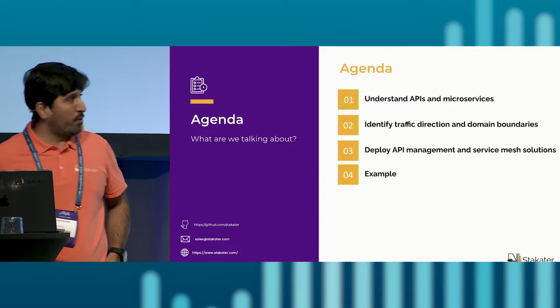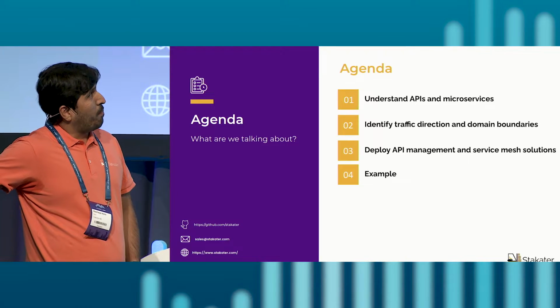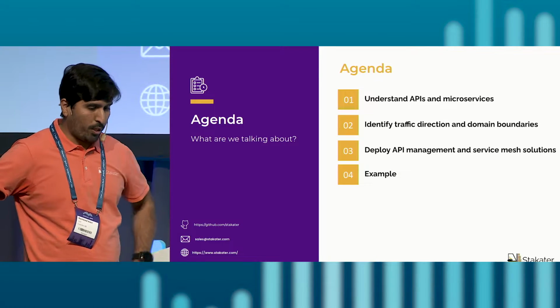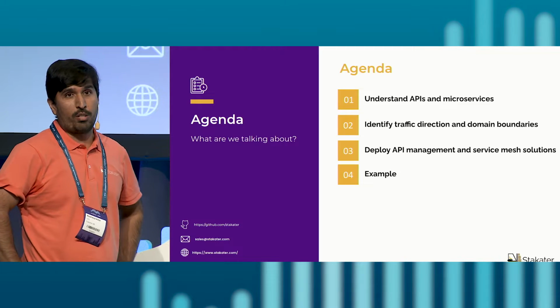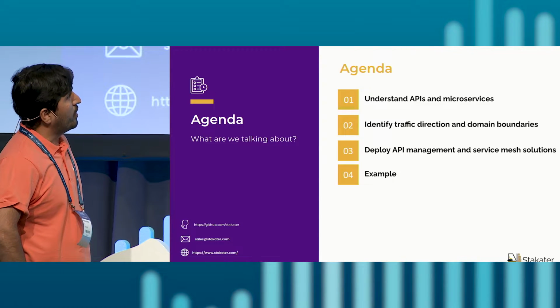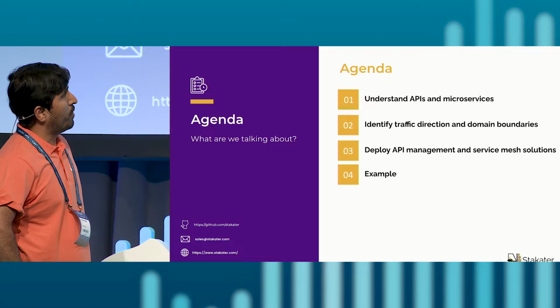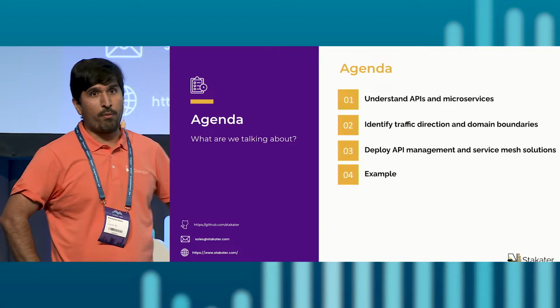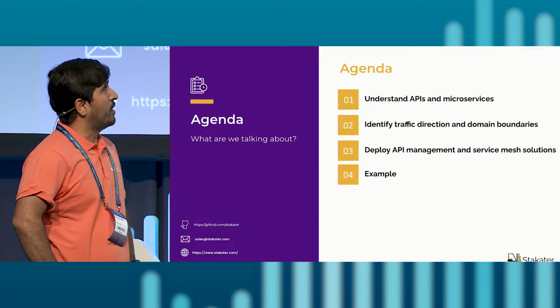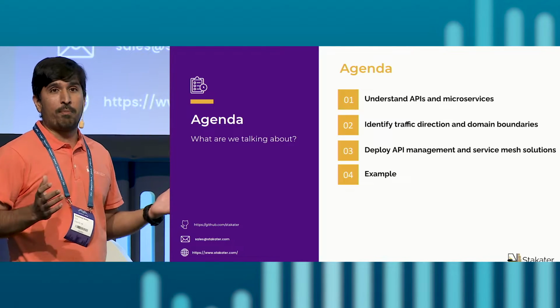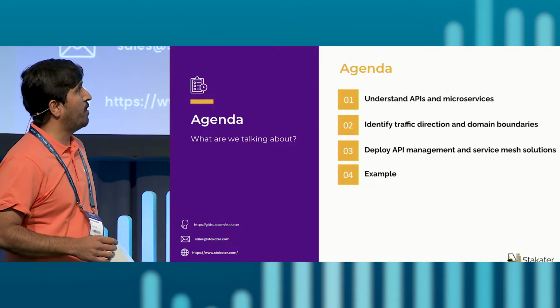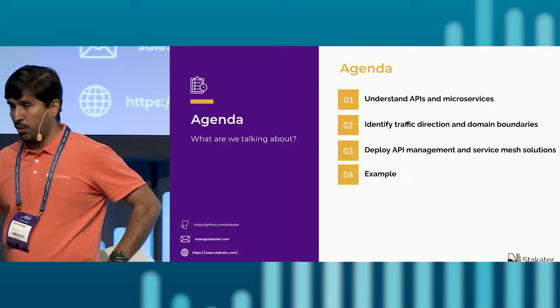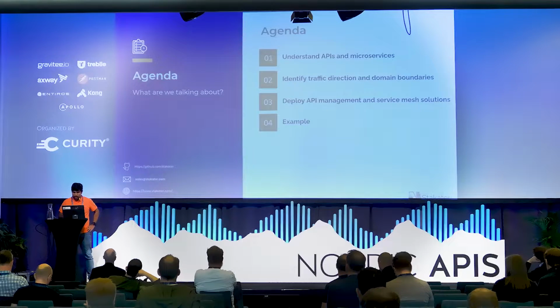Good, let's start. I hope all of you know what are APIs and microservices, but I will still do a quick round there just to set my story around that. Then I will talk about how you identify the traffic directions, like domain boundaries. And then I would say how you can deploy API management and service mesh solutions together. And then I have an example that I can show you guys. If my system is live, I can do it live. Otherwise, I will just give you a walkthrough.